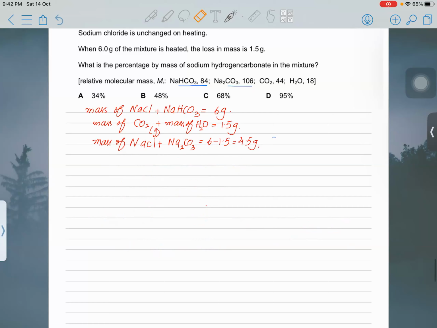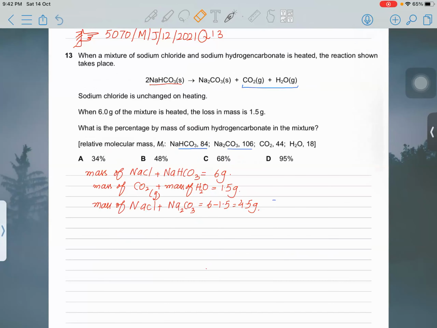So we need a method to solve the same question within seconds, or a minute. So this method is very difficult. So we have to do the easiest one, right? So how can I solve? How can I solve?